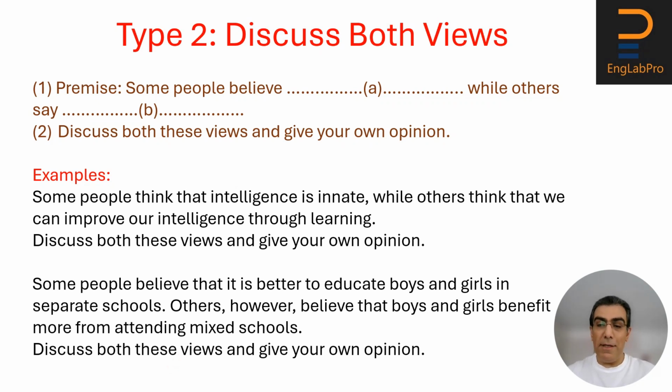Remember that both these views must be discussed. If you miss one of them, your task response will go to 5 or maybe lower. The second point is that these two views should be discussed separately. I mean, two different paragraphs should deal with each one of them. And then your opinion must be stated clearly. I mean that you should mention whether you agree with A or you agree with B.